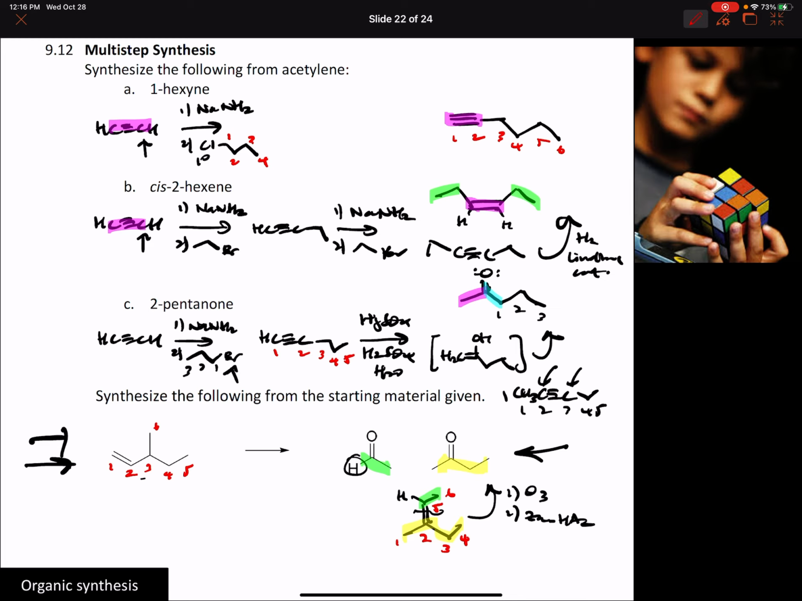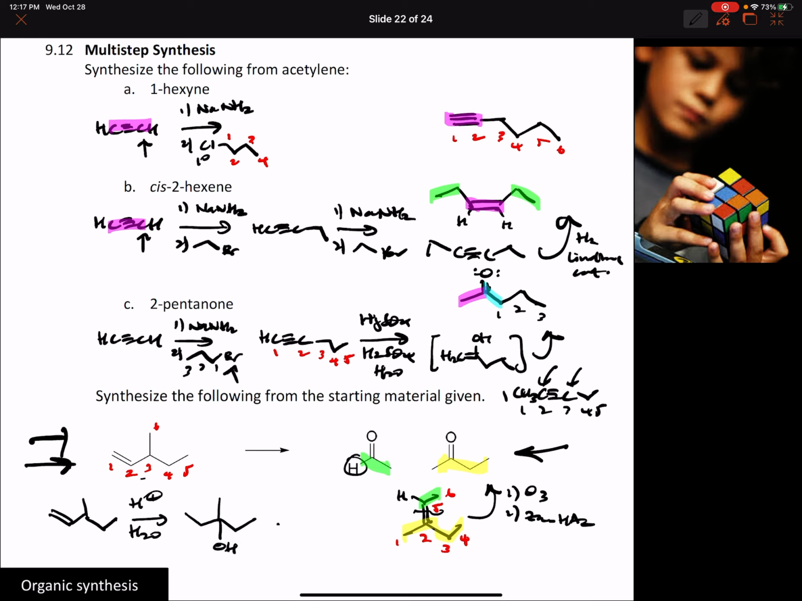So can we do that? We need to move the double bond. Well, let me start here. I'm going to treat this guy with, oh, you know what? I'm going to use H plus and water. And I get the Markovnikov alcohol with rearrangement, which is this, isn't it?